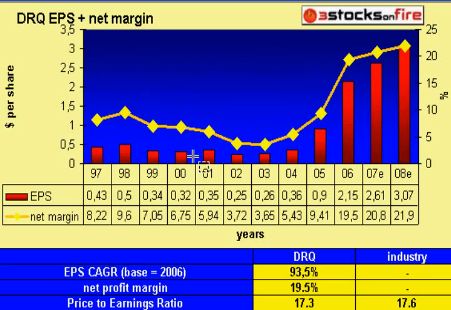As for earnings per share and net margin, you can see that there weren't many profits, about between 30 and 50 cents until 2005, where we got 90 cents, and $2.15 per share in 2006. Net profit margin also jumped a lot from 5.43 in 2004 to 9.4% in 05 and 19.5% in 06. So this is really a positive development. For 07, analysts are expecting 20.8 net profit margin and 21.9 for 08. So I'll consider 21% in my valuation model, and it was 19.5% in 06. Price to earnings ratio is 17.3 for DRQ and 17.6 for the industry average, so right in line with the average.